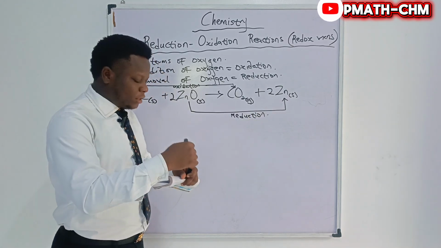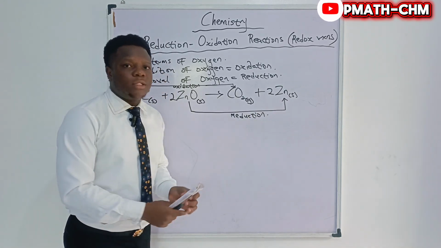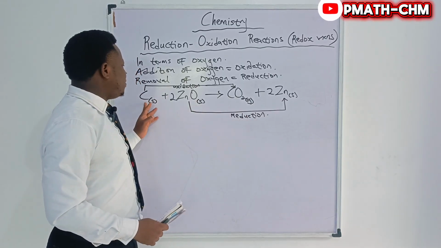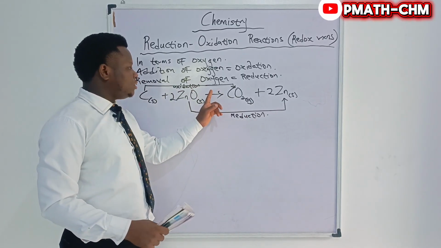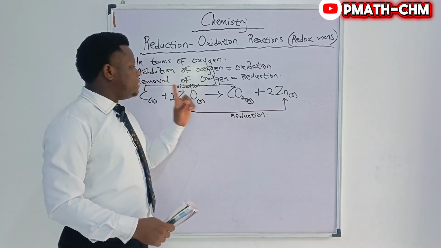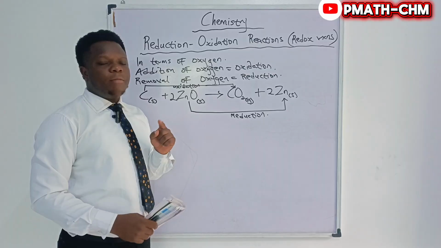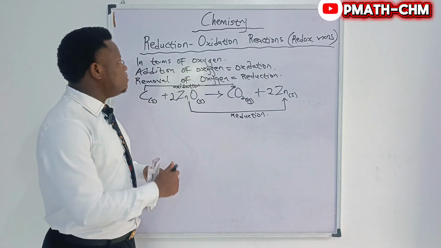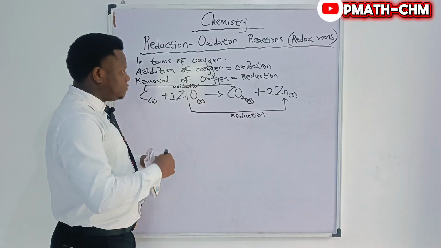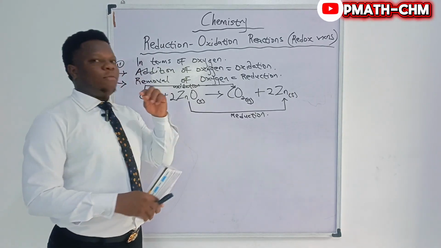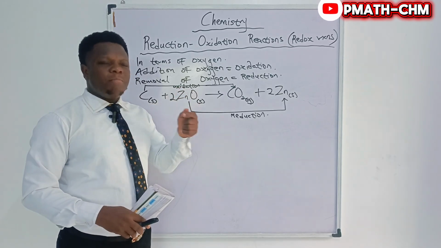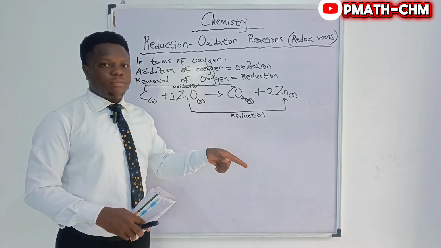So in terms of oxygen, I've shown you how to know the substance that is oxidized and the substance that is reduced. In chemistry, we say carbon is being oxidized in this reaction, while zinc oxide is being reduced. That said, the next thing you should be able to identify is what we call our oxidizing agent and our reducing agent. Now, what is an oxidizing agent?